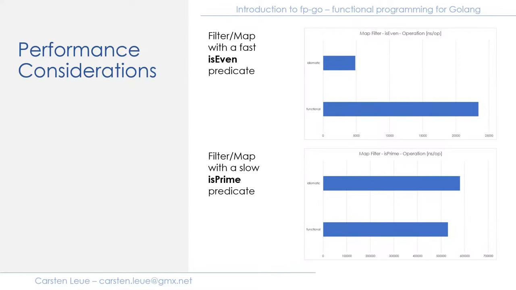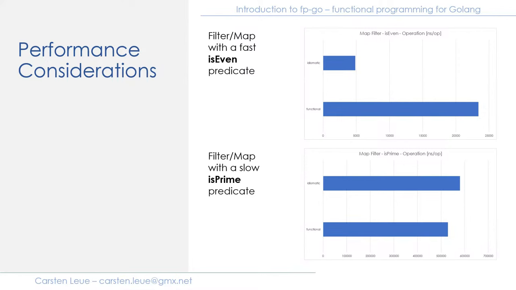The fact that idiomatic seems to be faster, idiomatic is still a bit faster, but no, it's just vice versa. Sorry, it seems that functional is faster in this case, but that's, I would say, an artifact of my benchmark. It just doesn't play a role in this case.